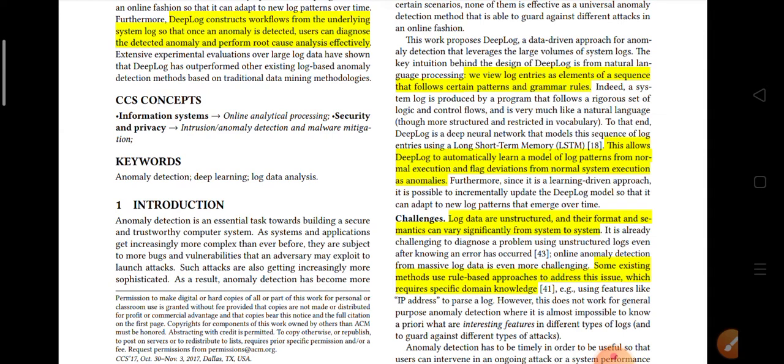Here, this paper DeepLog automatically learns the model. They are using LSTM, a sequence based approach, to detect patterns from the data.